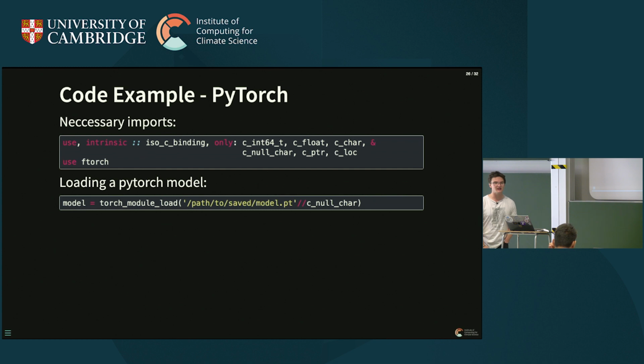Then once you get to the Fortran, you need the C bindings, which come within Fortran, so they're already there. You also need the library that we've written that will allow you to couple the two. The process of loading a PyTorch model in Fortran is as simple as calling that saved Torch script file here. It's almost exactly as you would do if you were running it in Python.